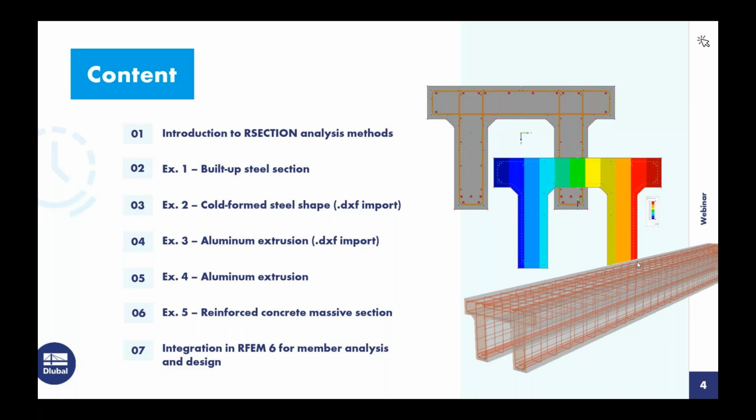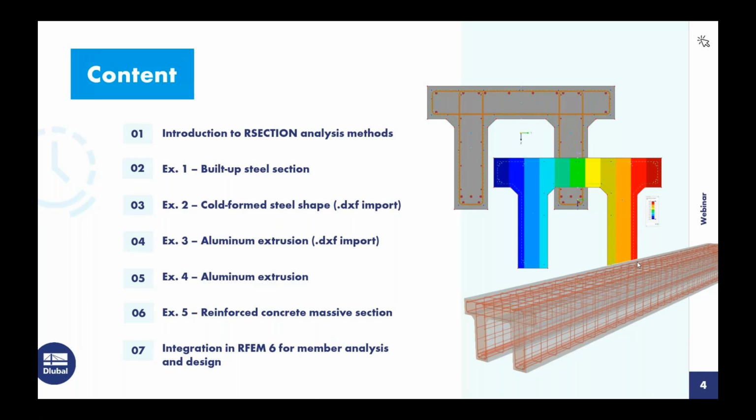Our second example will be a cold-formed steel shape where we will import in a DXF file. Example 3 will be an aluminum extrusion. This will be a little bit more of a complex section, also importing in a DXF file. Example 4 will be an additional aluminum extrusion. And finally, we'll move on to our fifth example, which will be a reinforced concrete massive section, similar to the one that you see over here on the right-hand side.